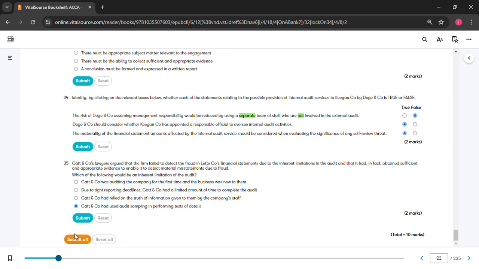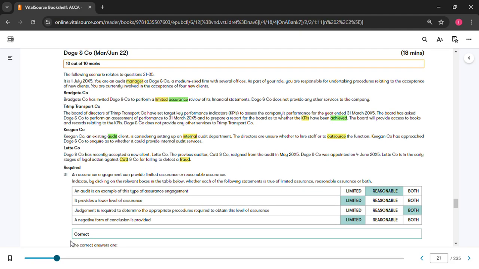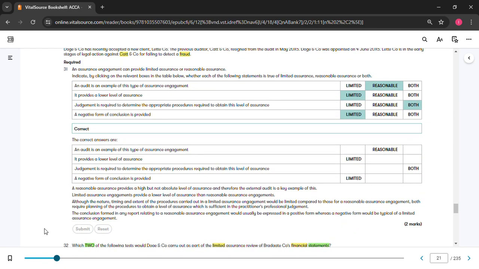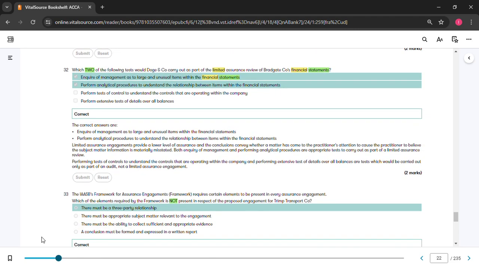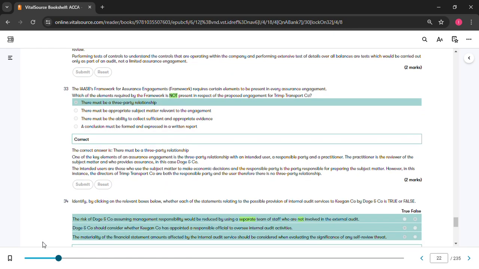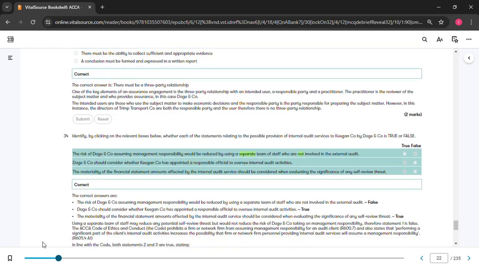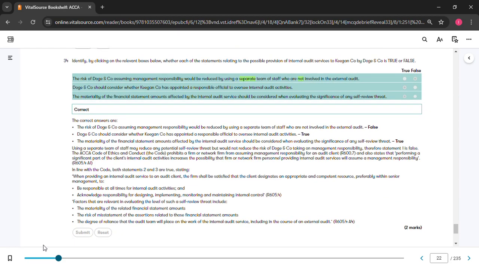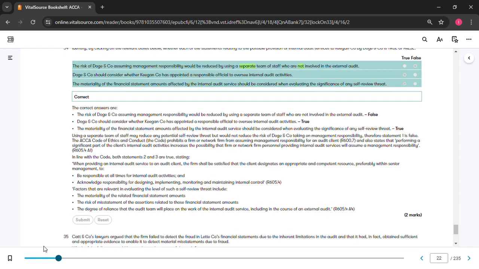Is it okay? Yes, sir. Is it okay, Gaita? See the things. The first one is okay. Question 31 is fine. Question 32 is fine. When I am sending you this PDF file, please read the explanations. It makes sense. Fine. 34. 35.